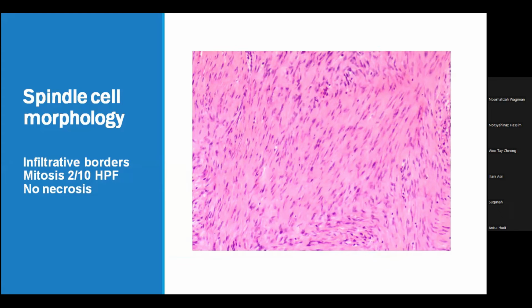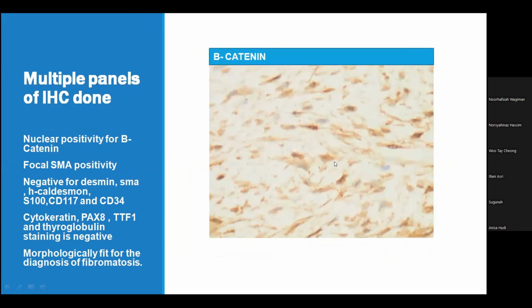and mitosis 2/10, that's a very low mitotic rate, no necrosis. Basically, everything was bland like this one. Nothing more than this. So, multiple immunohistochemical studies were done, and beta-catenin nuclear positivity was proved, and some SMA positivity was noted. But cytokeratin markers, SPECS8, everything, TTF1, all negative.